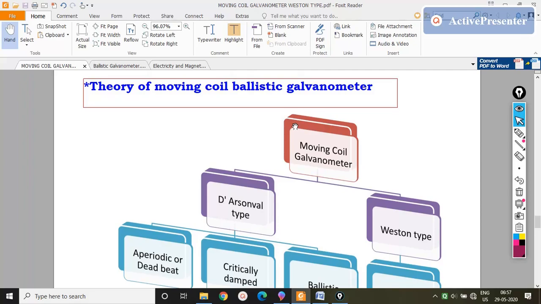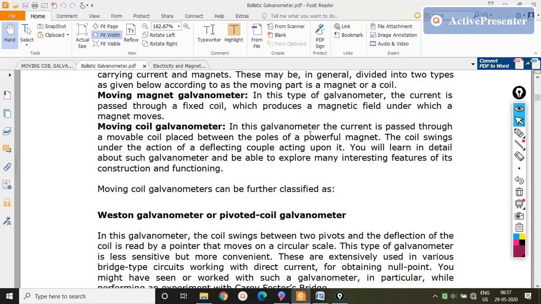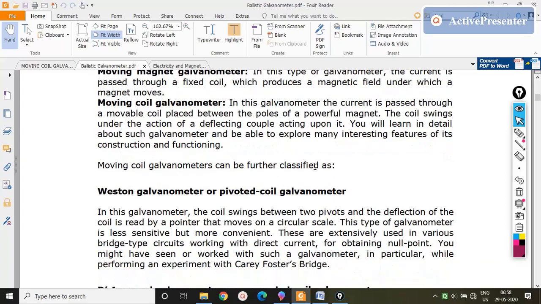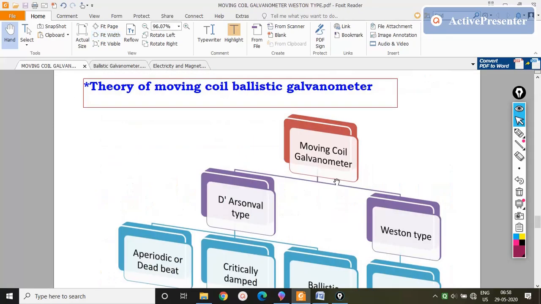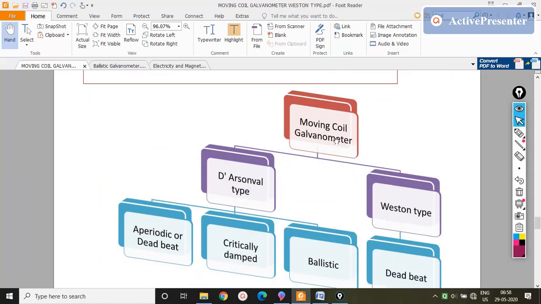So what is a moving coil galvanometer? A moving coil galvanometer is a system where you have a current passed through a movable coil placed between the poles of a powerful magnet. This coil swings under the action of a deflecting couple acting on it, and the deflection is recorded either by a pointer in the Western type, or by using the deflection of a mirror in the de Arsonval type suspended coil galvanometer. So again, coming back to this chart, we have the moving coil galvanometer.